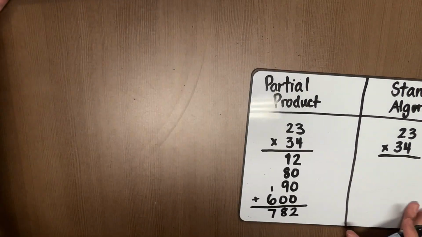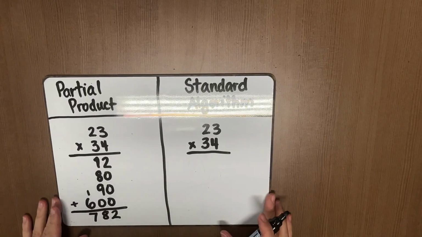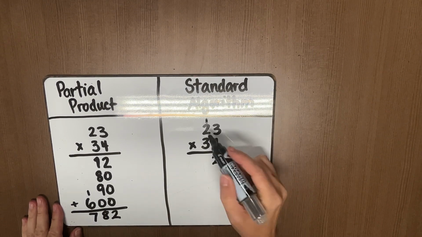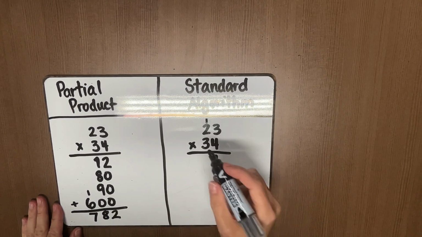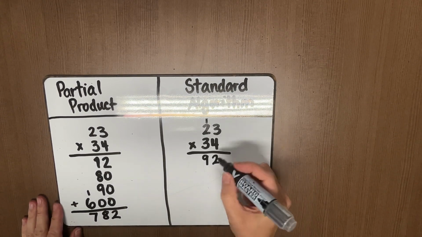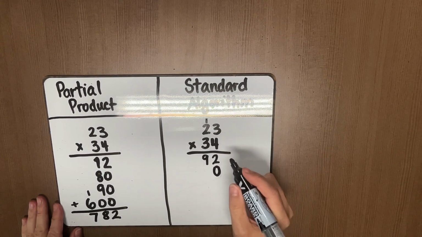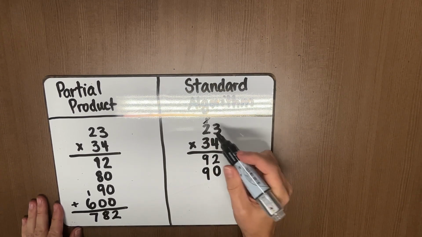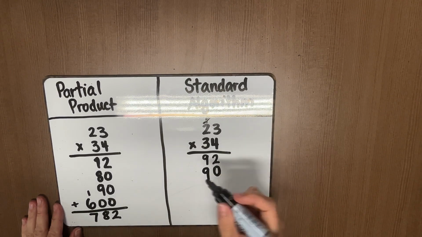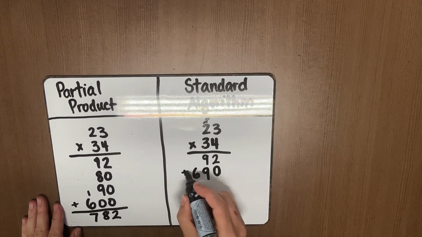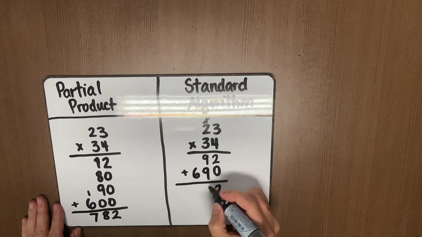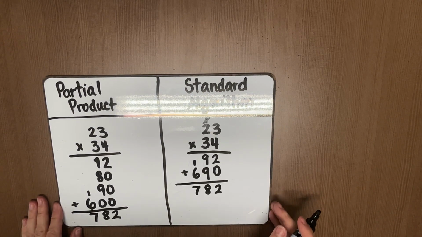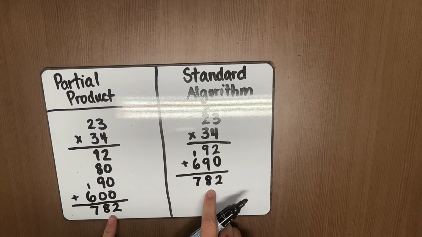Now let's try standard algorithm and see how it compares. 3 times 4 is 12. 2 times 4 is 8, plus 1 is 9. Move over to my tens place. 3 times 3 is 9. I already added that, so 3 times 2 is 6. Add those together. 9 and 9 is 18. Carry the 1, 6 and 1 is 7. I get the same answer both times.